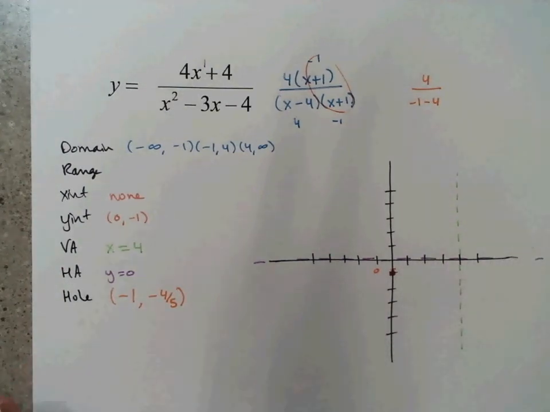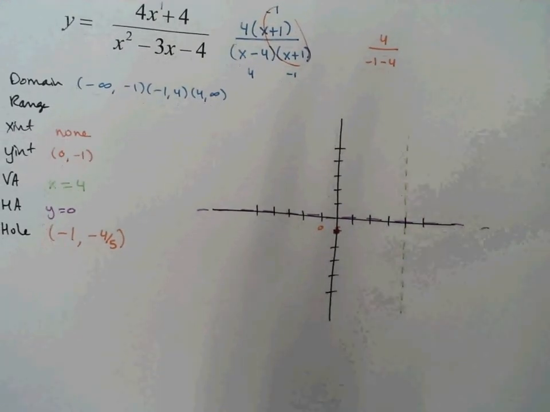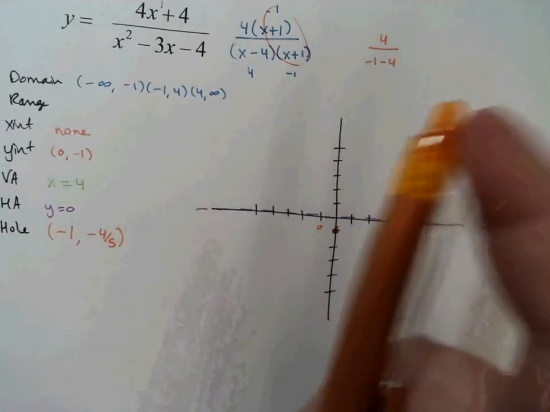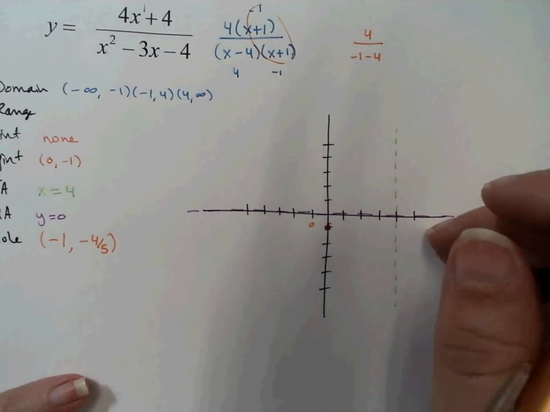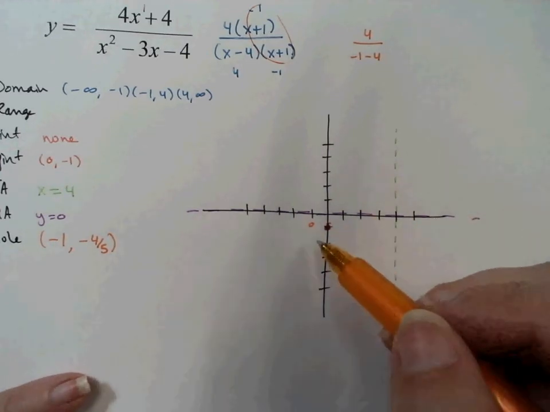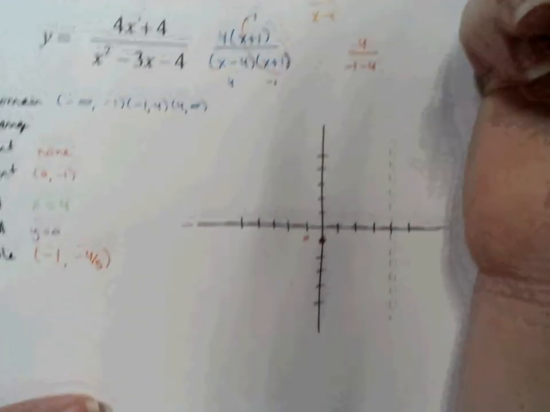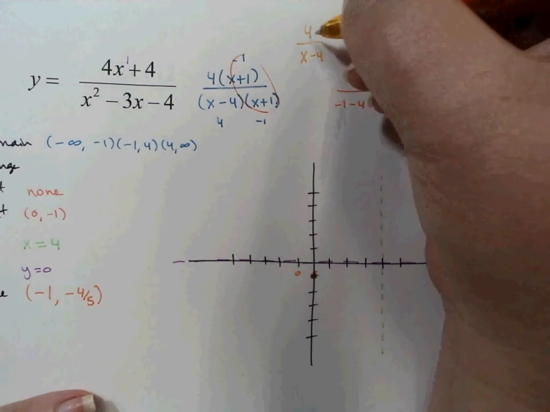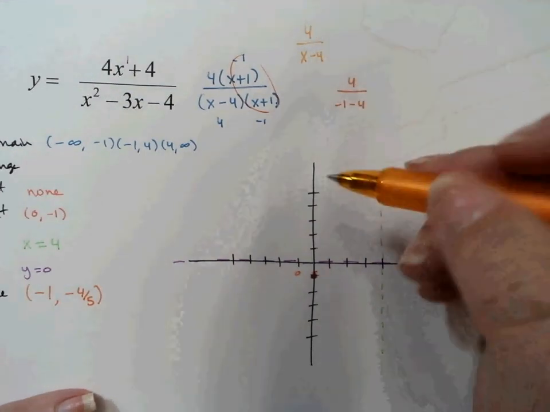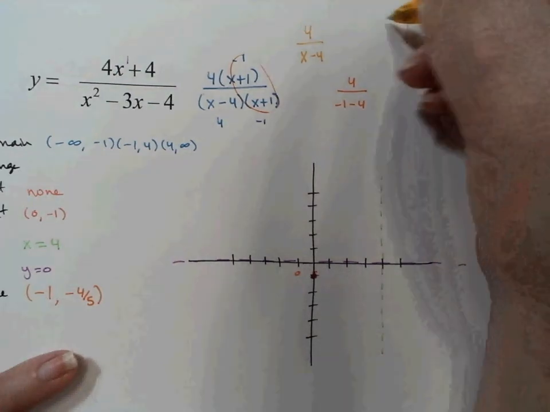Okay, so I've got that. What I think is pretty obvious at this point is this function might as well just be 4 over x minus 4, which is just a shift of 1 over x, right? It's a shift to the right 4 with a vertical stretch by a factor of 4, and then there just happens to be a hole in the graph.